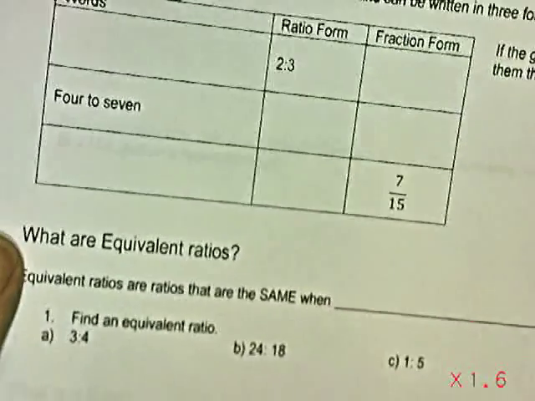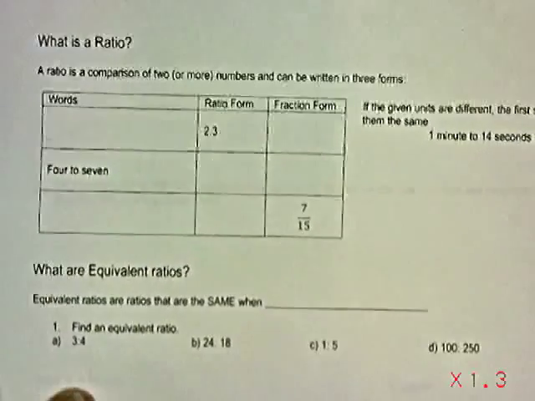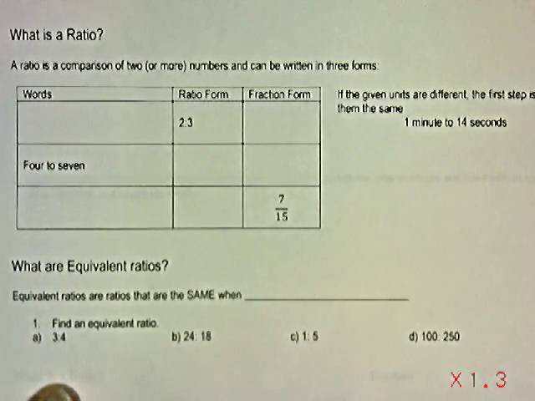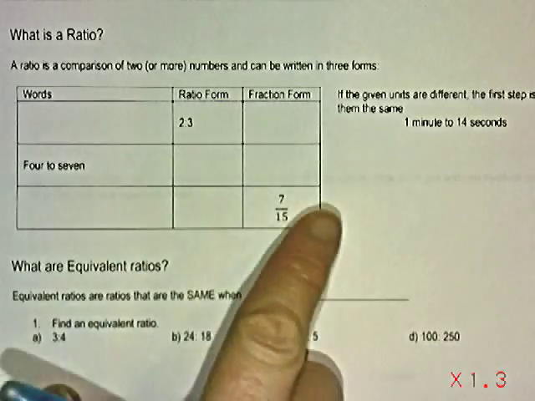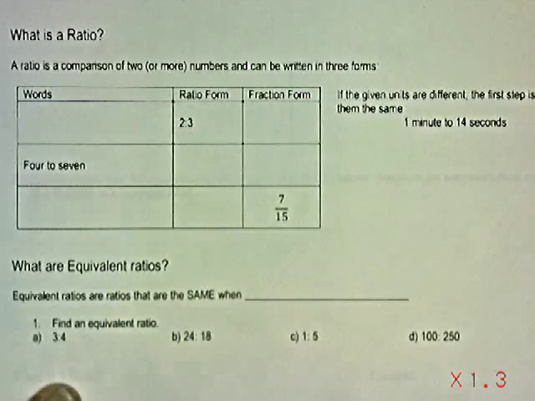Okay, over the page to ratios. If we talk about what a ratio is, it's simply a comparison of two or possibly more numbers that can be written in three forms. Now, usually if we have multiple forms, we're usually talking about a ratio of two numbers, but if we are in ratio form, sometimes we can have more than one number or more than two numbers.